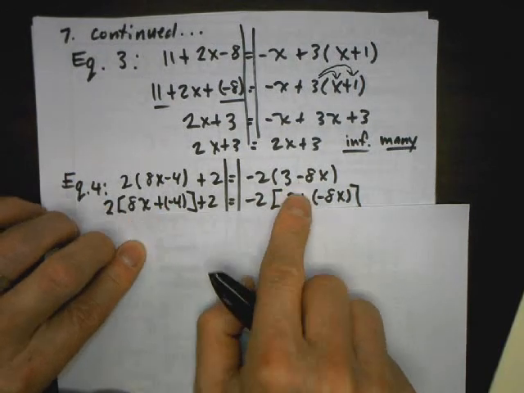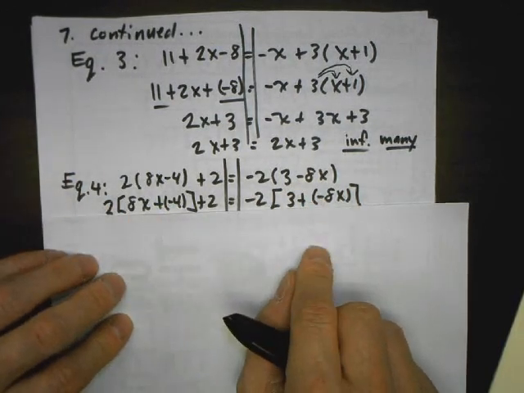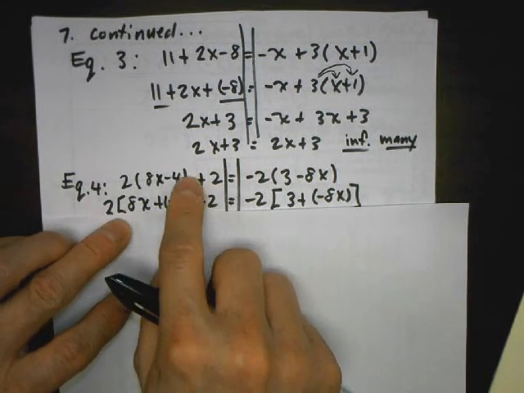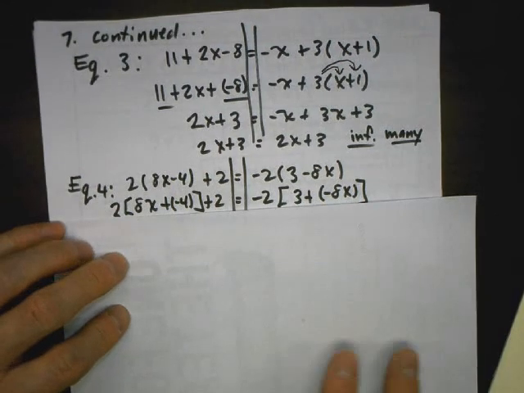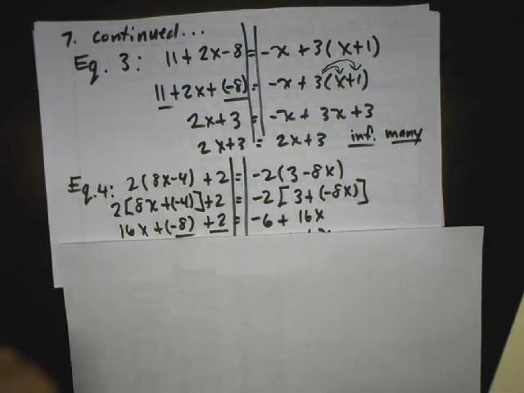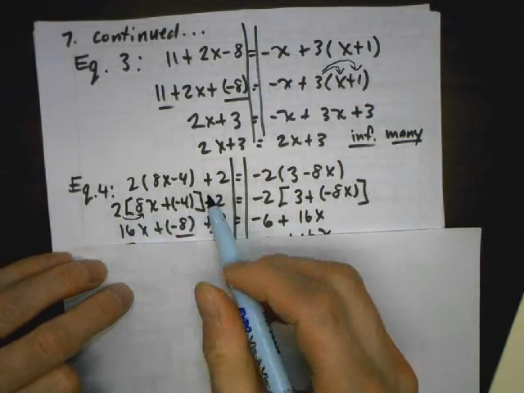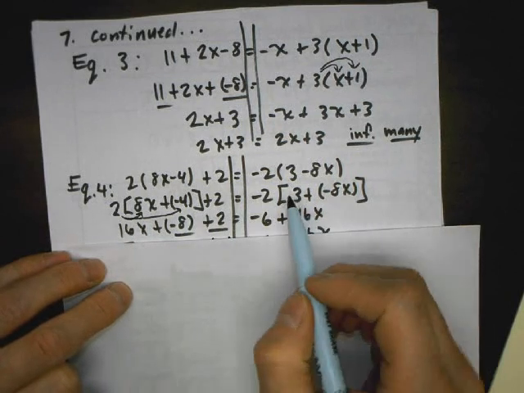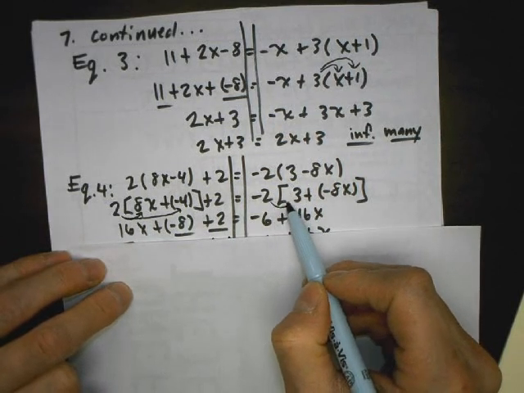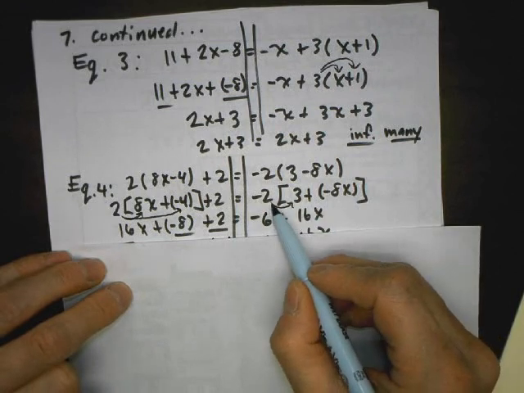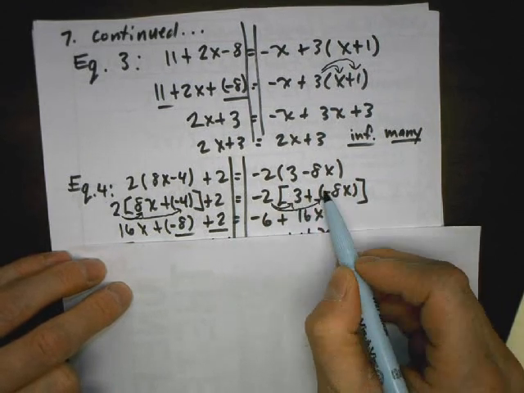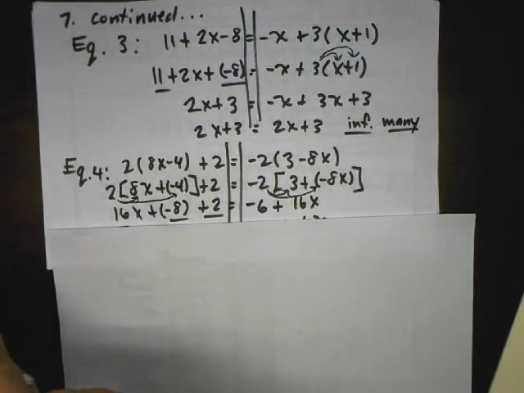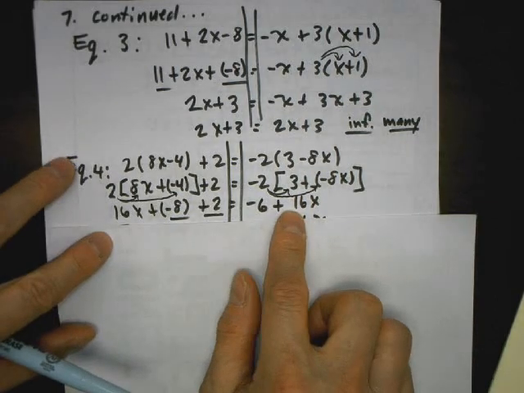Right here I did add the opposite. Right here I did add the opposite also. And when we have parentheses within parentheses, we make the parentheses outside parentheses bracket, correct? Now we distribute. So I go 2 times 8x is 16x. 2 times negative 4 is negative 8. Copy the rest. Over here, negative 2 times 3 is negative 6. And negative 2 times negative 8. Negative times negative is positive. That's positive 16. I'm not simplified yet, though, because after I distribute, I combine like terms if I can.